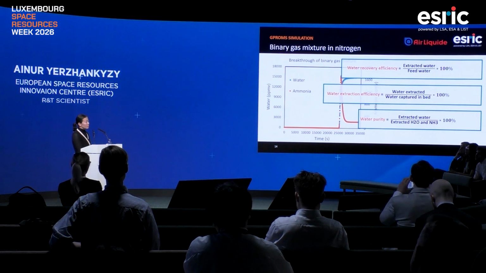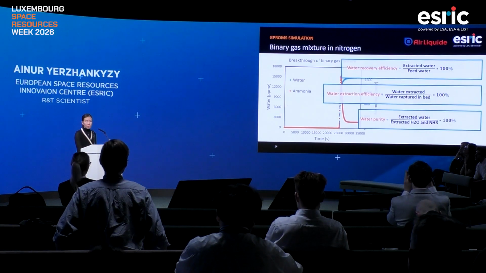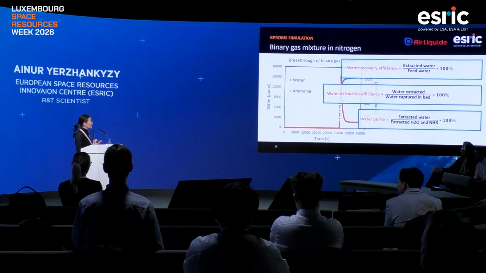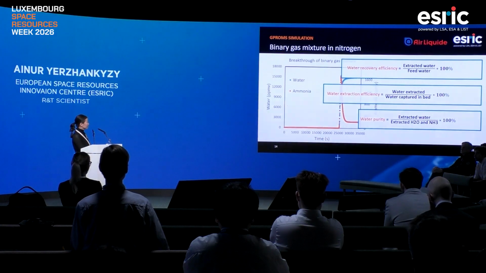So we wanted to study, based on when we stop our adsorption step, how our recovery of water, which is basically extracted water over the feed water sent through the feed stream, and the extraction efficiency change. Here I distinguish recovery and extraction efficiency because extraction efficiency is the water extracted over the water captured in the bed. Basically, our regeneration temperature, how much we heat our column, will define how much water we'll be able to release from our zeolites. And then water purity is basically extracted water over extracted water and ammonia from the whole stream.